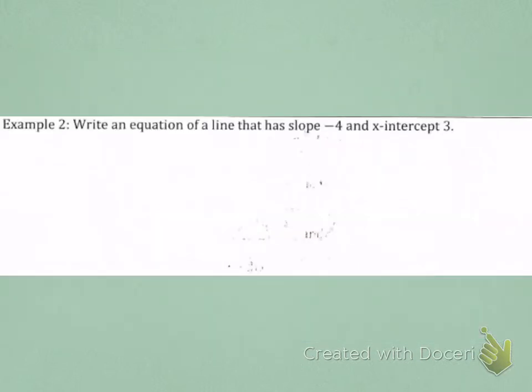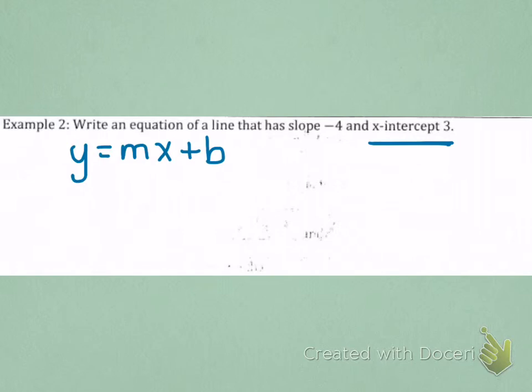So for the next example, it's a little different because it gives us the x-intercept instead of the y-intercept. So we have to think about our y equals mx plus b form, but we can't just plug in the 3 for b because b is the y-intercept, but the 3 is the x-intercept. But we're going to plug in what we can. So we have y equals, and we know the slope is -4, so we can plug that in for m.